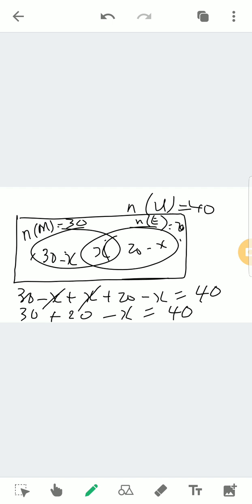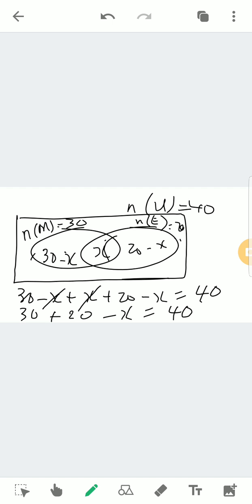Then if you want to find only, like we have done region 1, that is only mathematics, we have to subtract the middle part from it, that is the X from it, because region 1 and region 2 make the whole of the circle, that set for mathematics. So I have to subtract X from 30 so that I can get only mathematics, and do likewise for English. 20 minus X, so that I can get only English.